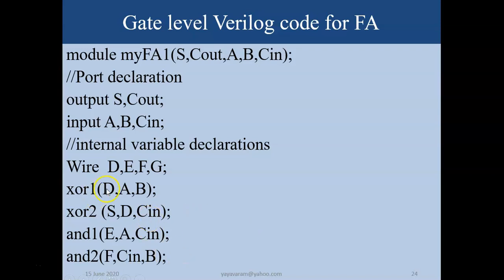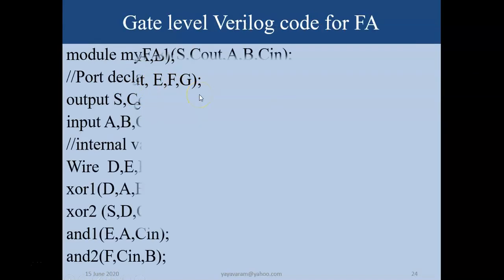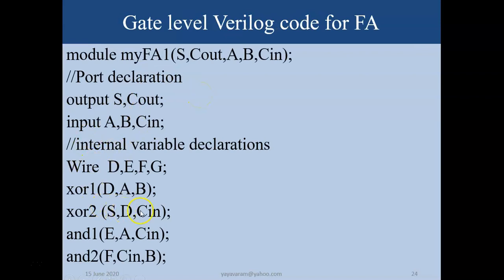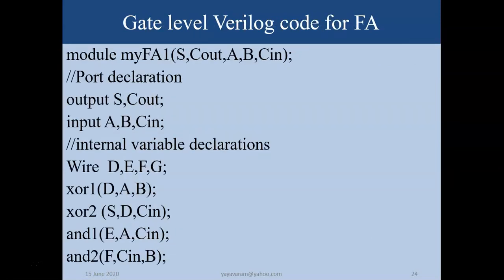First XOR1 gate, D is the output, A, B are inputs. On the same lines, you can easily understand this code and the 3 AND gates. Finally, the OR gate gives carry out, with inputs E, F, Z. Sum is here, you can understand, D comma C in. You can see in the diagram. Carry out is E, F, Z through the OR gate. Sum is XOR of D comma C in. S is the sum. That's how you can represent what is known as the gate level module.